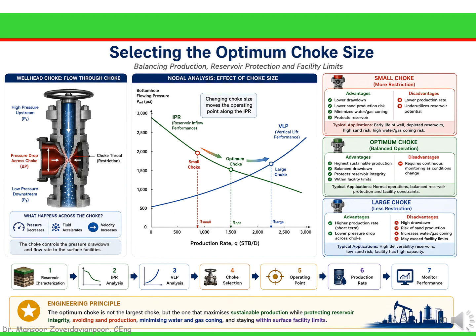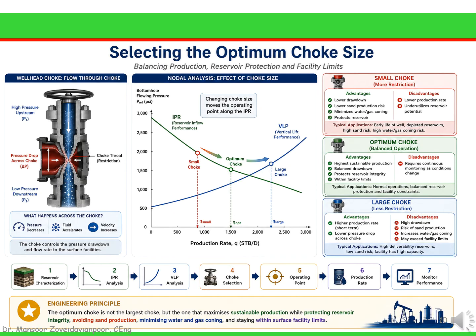So why not always use the largest choke? Because production is only one objective. Excessive drawdown can accelerate reservoir depletion, increase water or gas coning, promote sand production, create unstable flow, and even exceed separator or pipeline capacity. In many wells, these consequences reduce long-term recovery far more than the small gain in short-term production. The production engineer's task is therefore not to maximize today's production. It is to maximize the value of the asset over its entire life.